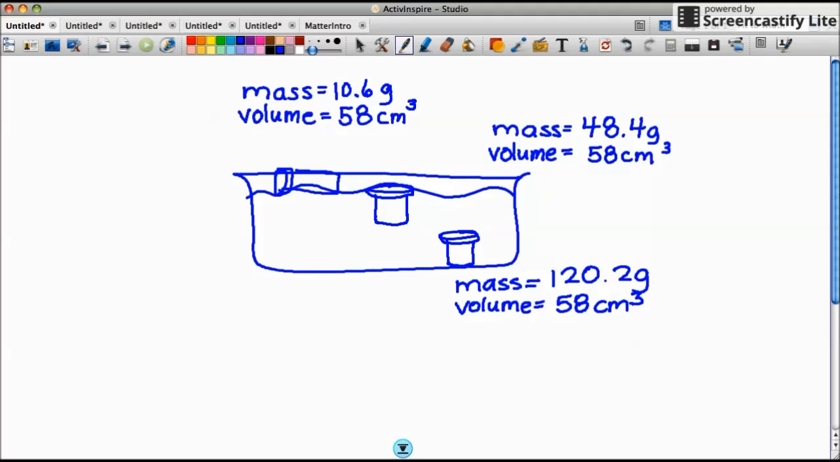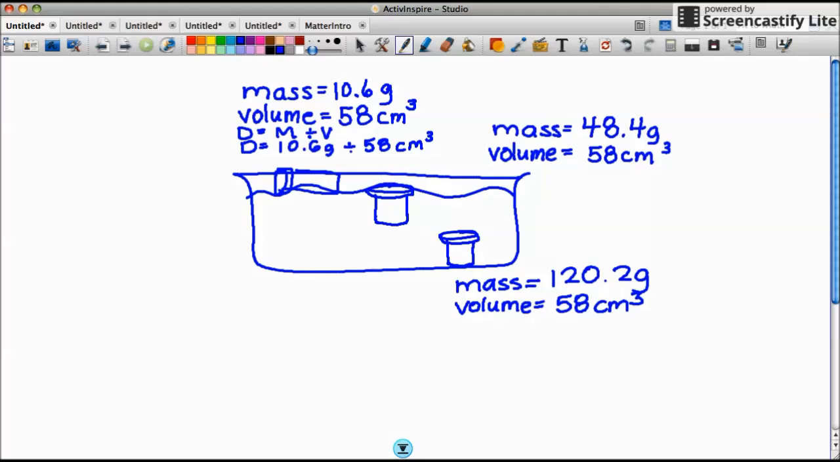So now we're going to use that formula. Have you remembered the formula for density? Density equals mass divided by volume. So we're going to put D equals M divided by V underneath each. And then we'll plug those numbers in there. And I'm going to have to squeeze mine in. And remember, you're going to write what I write. So in this one, the mass is 10.6 grams. And the volume is 58 cubic centimeters.